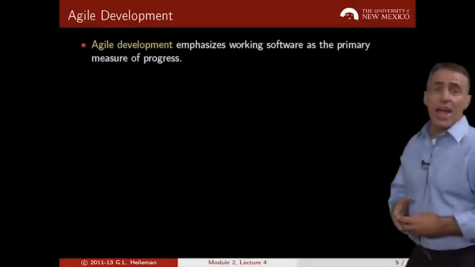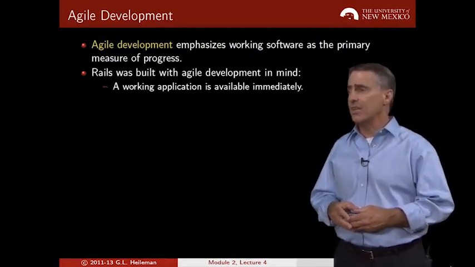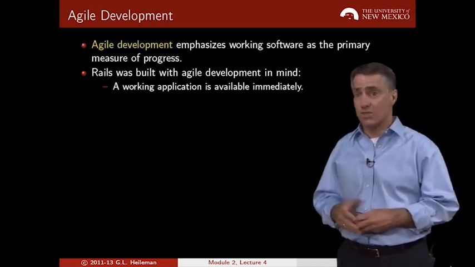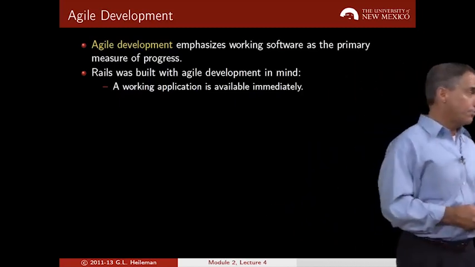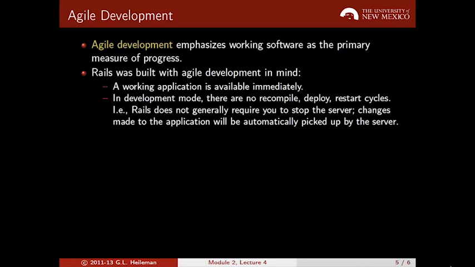Next, let's talk about agile development. Again, Rails emphasizes agile programming, and the primary measure of success in an agile process is working software. It's available to you immediately. We've already seen that with the code generators we've run in our blog application.